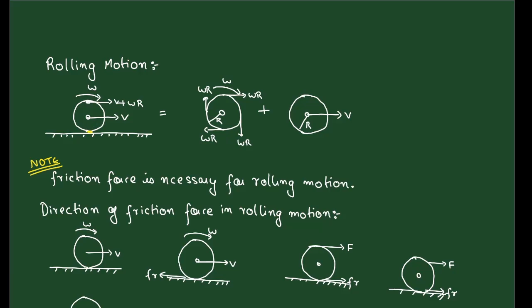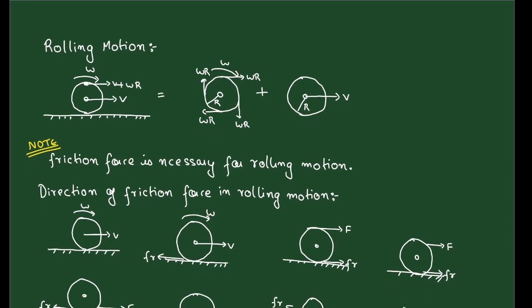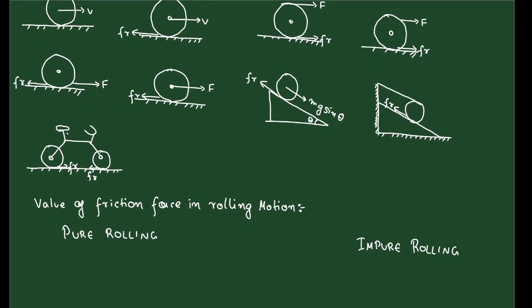So how do I get the velocity at this point equal to 0? Velocity at this point is nothing but omega r in this direction plus v in this direction, isn't it? So v minus omega r is equal to 0. So the condition for pure rolling is nothing but v minus omega r equals 0. Or if I write it neatly, v equals omega into r, or velocity of center of wheel equals angular velocity into r.